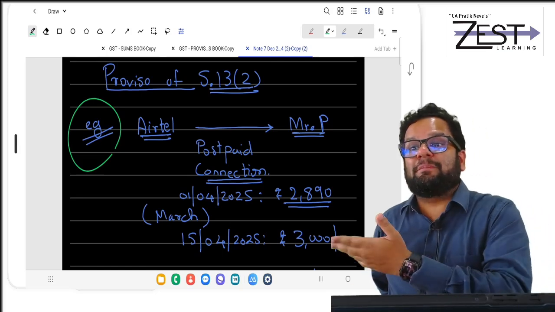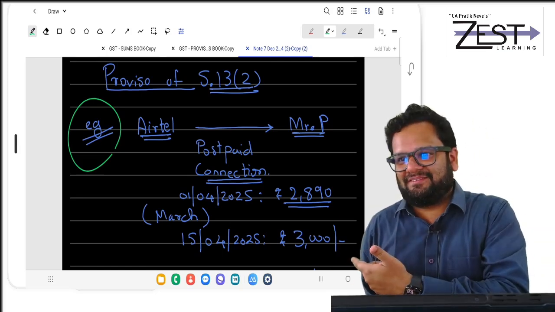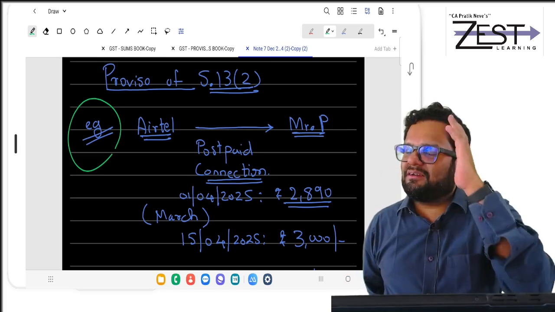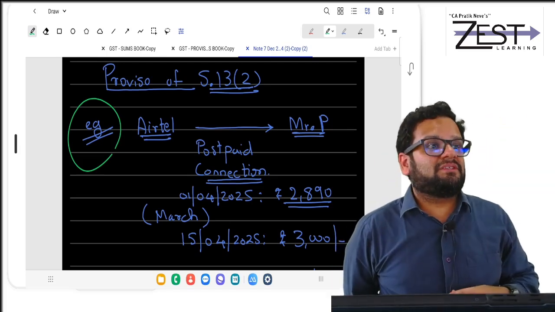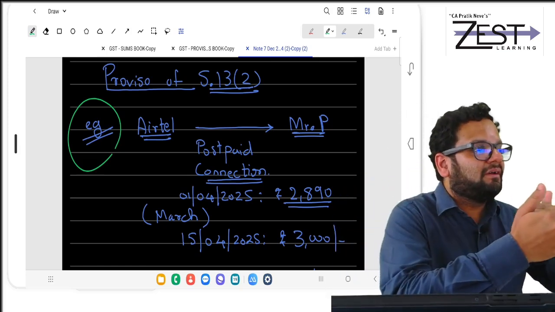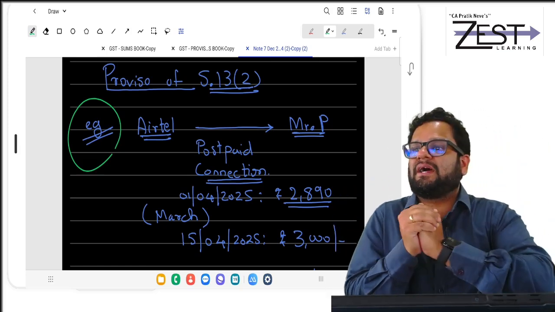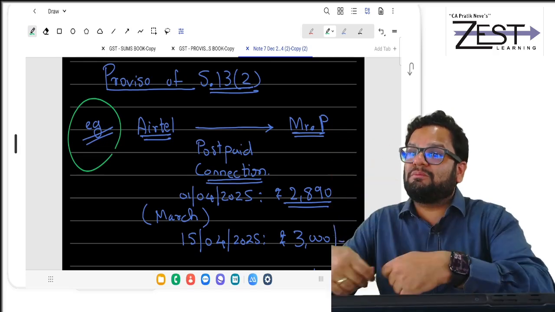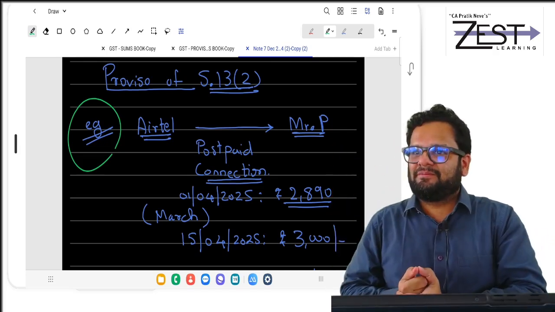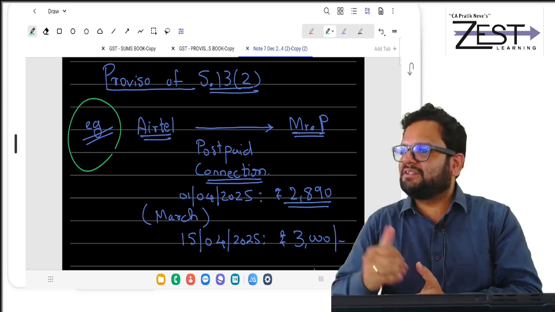It can also happen in credit card bills. Whenever there is such a relation between supplier and recipient of supply, that the supplier has to continuously give bills monthly, in such case this is possible.